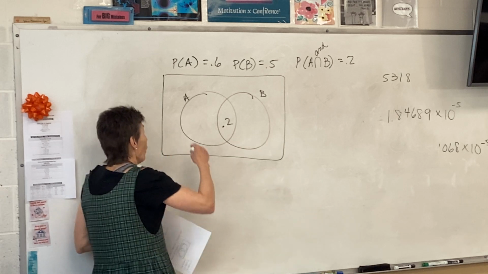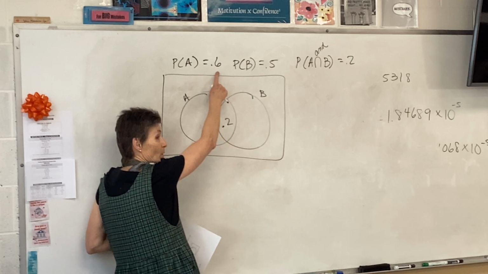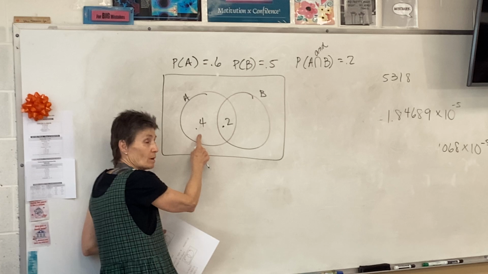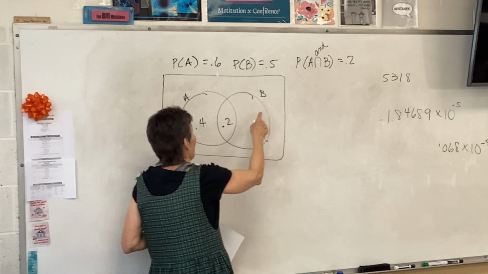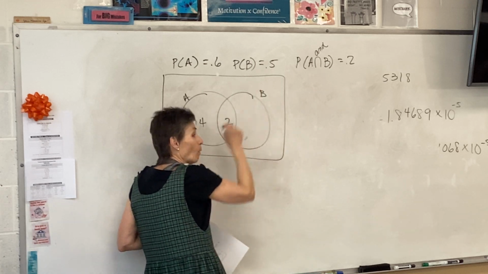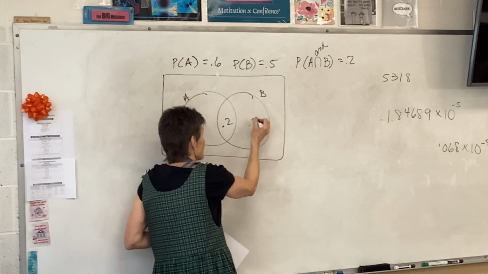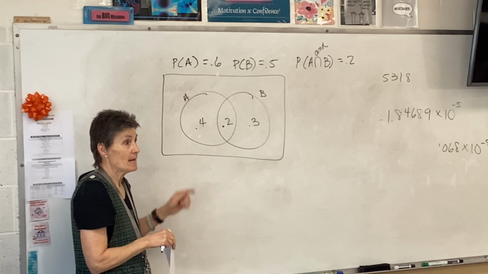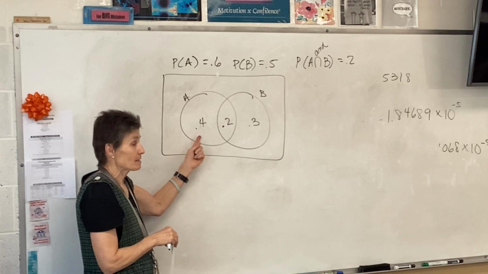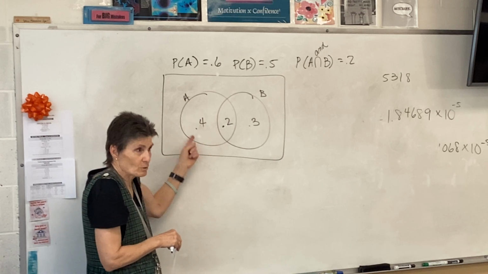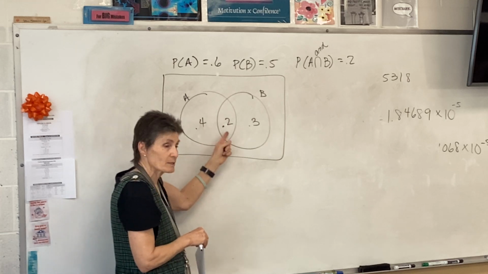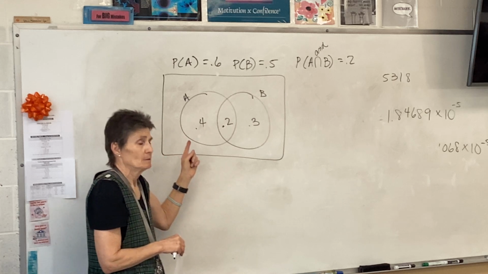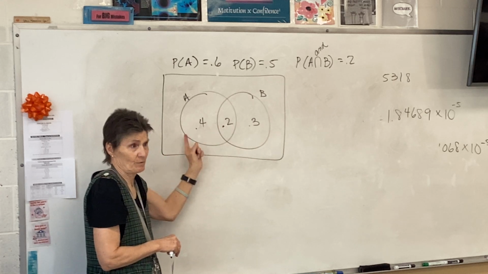Now, if the whole apple ball was 0.6, now I can fill this in. That's 0.4. And if the whole banana ball was 0.5, this is 0.3. That look okay to everybody? Now, this means there's 40% here, 20% here, and 30% here. What does that add up to? That does not add up to 100.